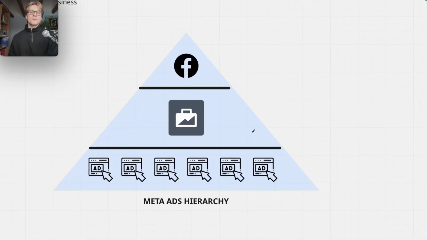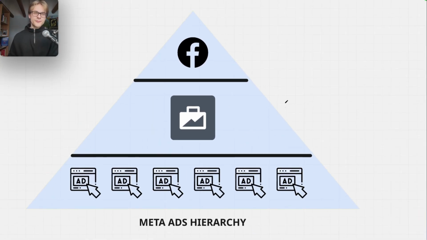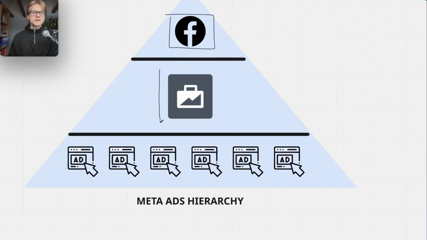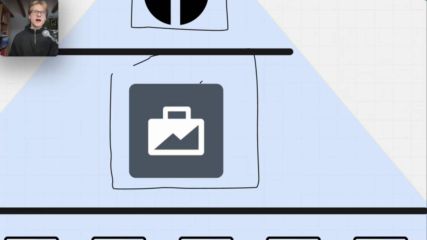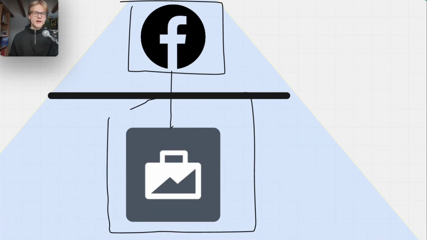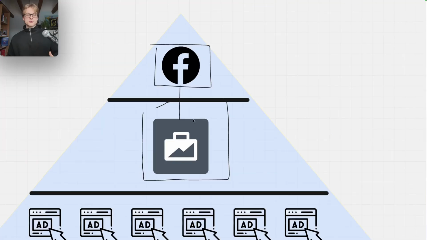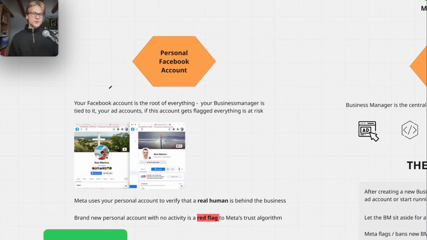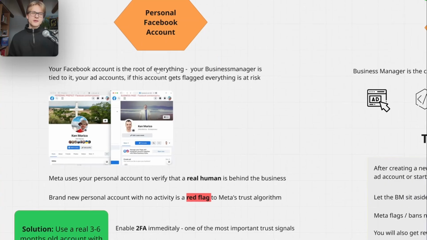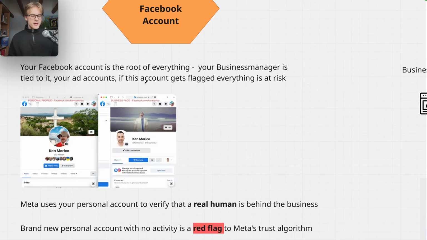So you need to think about Meta ads as a hierarchy. You have your personal Facebook profile, which is connected to everything. It's connected with the business manager, and the business manager is then connected with your page, with your ad accounts, with your Instagram account, and so on. It's basically the hub that is still tied to your Facebook profile to see that there's a real person behind it, okay? Now, the personal Facebook account is the root. Again, everything is tied to it. If this account gets flagged, everything is at risk.